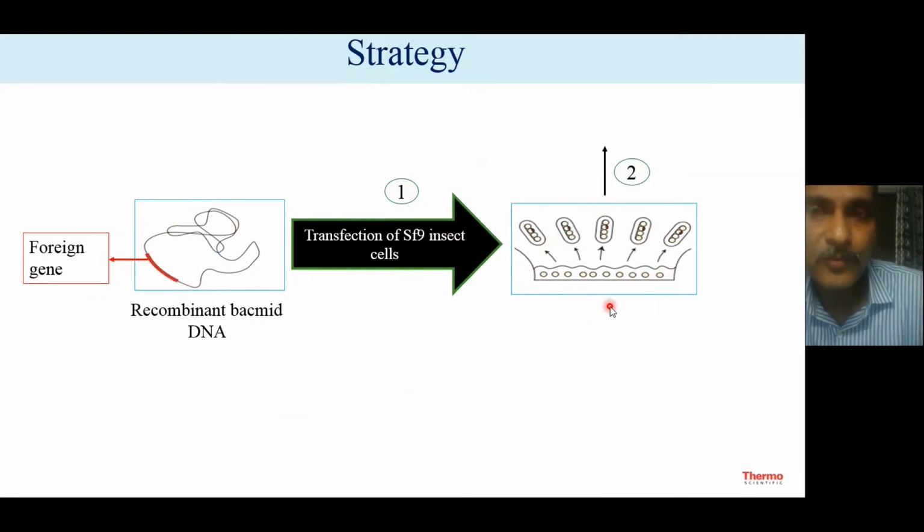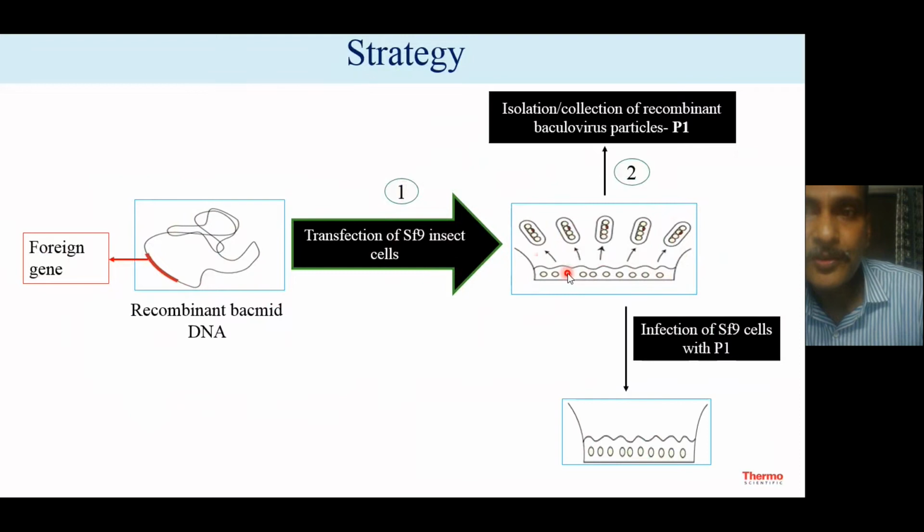Now we have to amplify. In the initial transfection only a few cells get transfected, so a lower number of recombinant baculoviruses will be produced. So we keep the media with us, and then this media is utilized to infect more cells. These cells will again get infected with viruses, and the viruses will divide within these cells and produce more viruses.